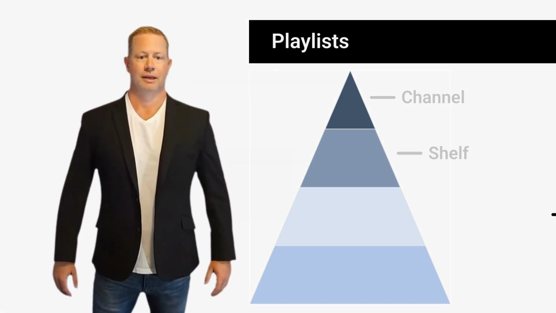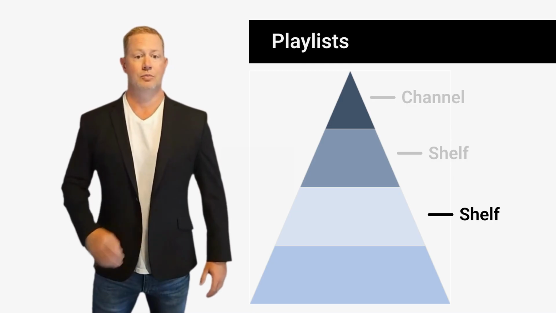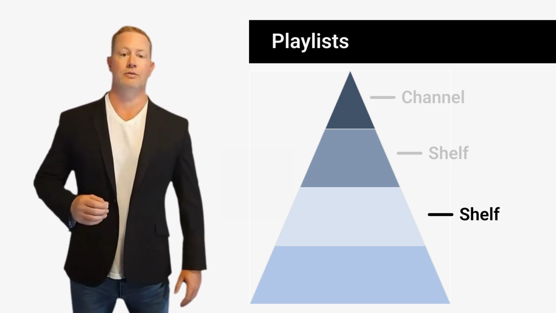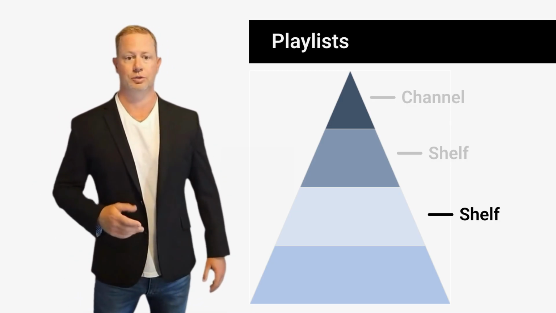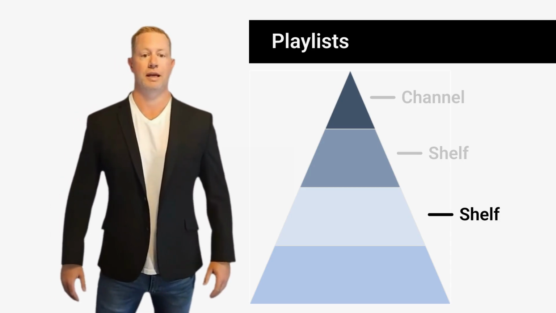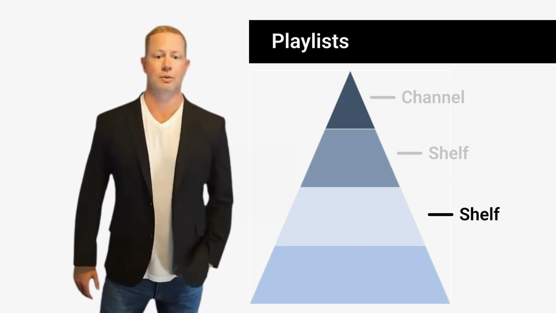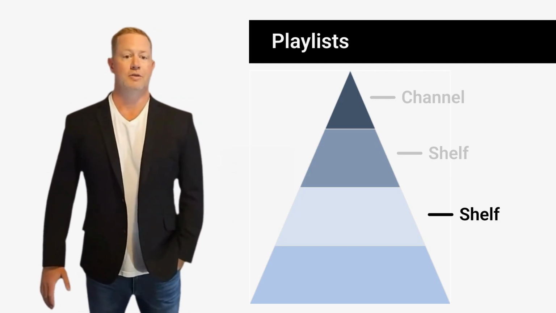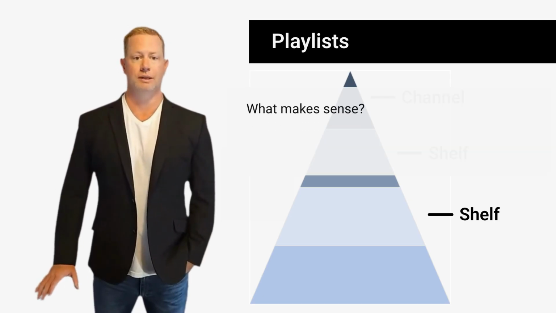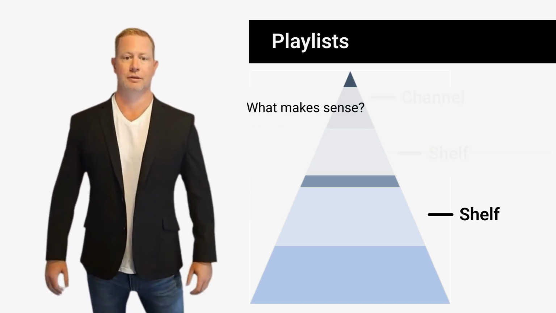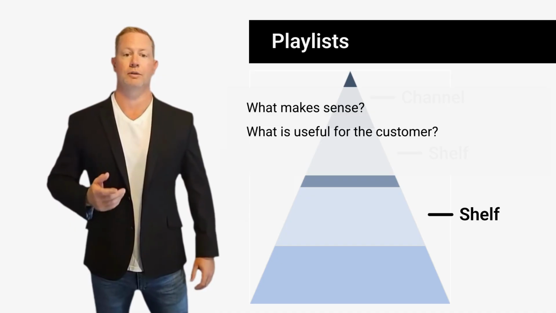Next, we move down to the playlist layer. This is your functional grouping. You'll create your playlists around topics like account management, troubleshooting, or onboarding. When planning your playlists, think carefully about this layer. Your playlists are how your content will be shared, embedded, and navigated to by your customers. What makes the most sense for organizing your content? And what will actually be useful for the customer?